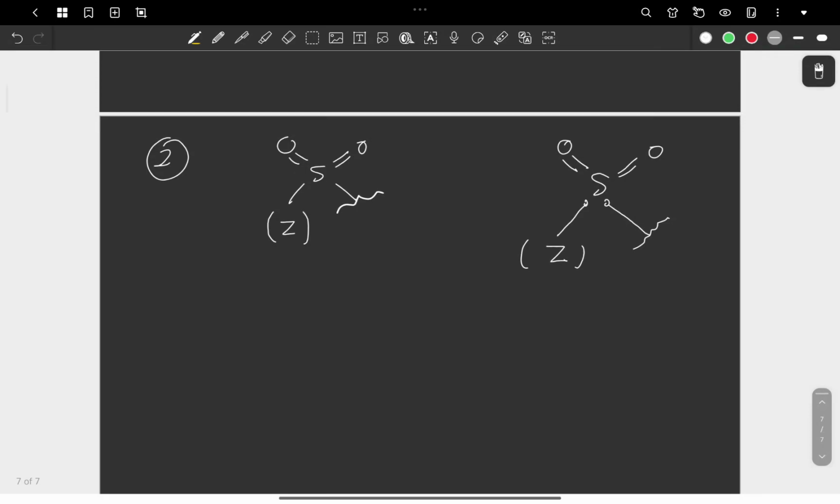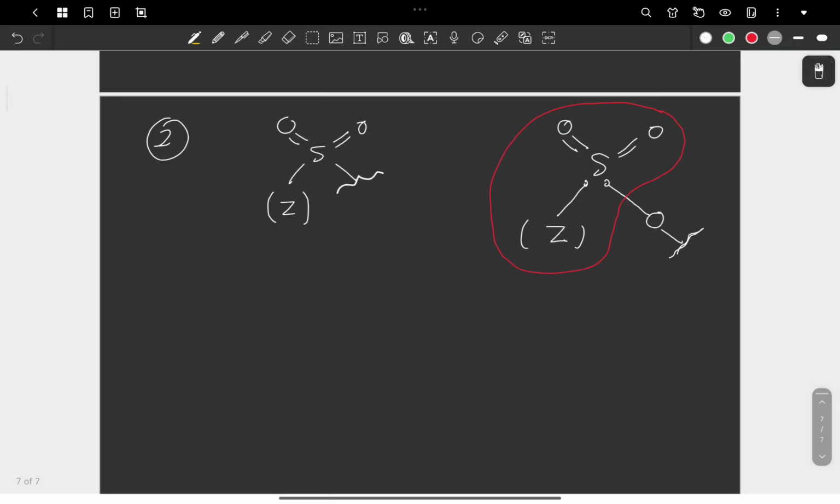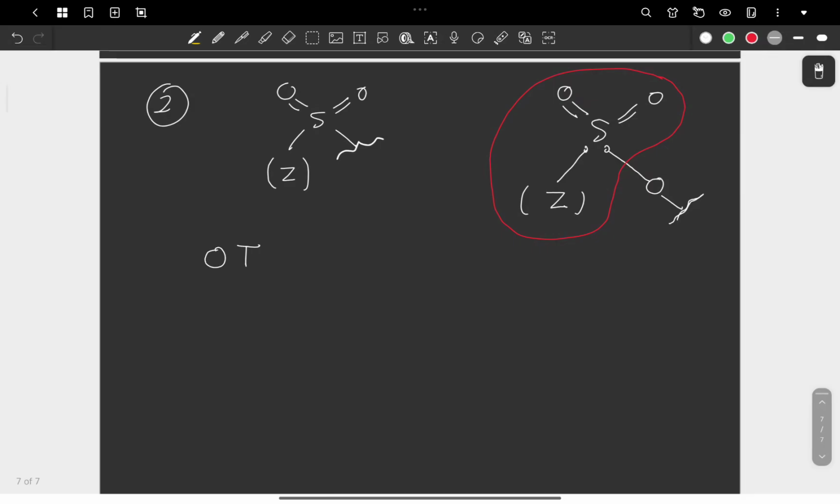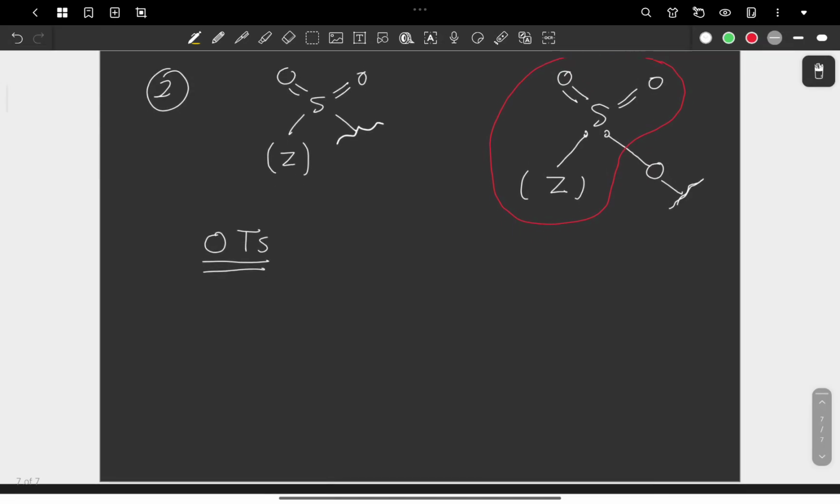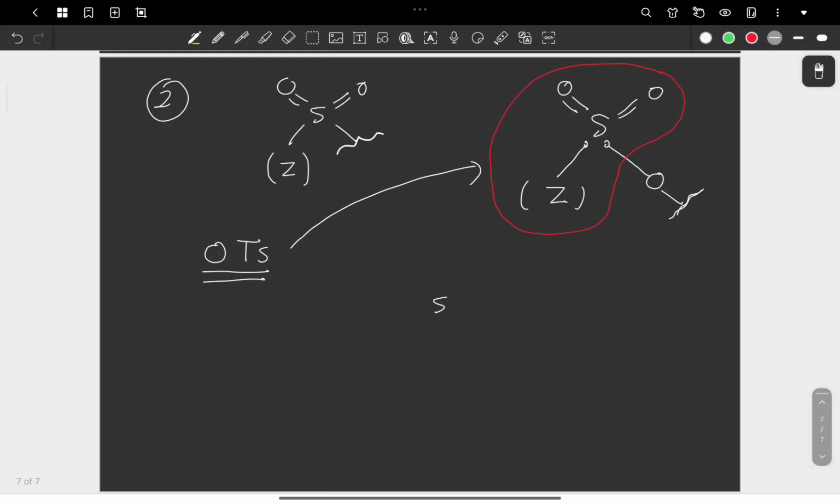Now, this entire entity is a really good leaving group because of the resonance structures. And whenever there is an extra oxygen on this side, which usually happens in organic reactions, this becomes an insanely good leaving group because there are three identical resonance structures. Let's see an example of OTs. What is OTs, you might ask? OTs is basically this entire thing when Z is a toluene.